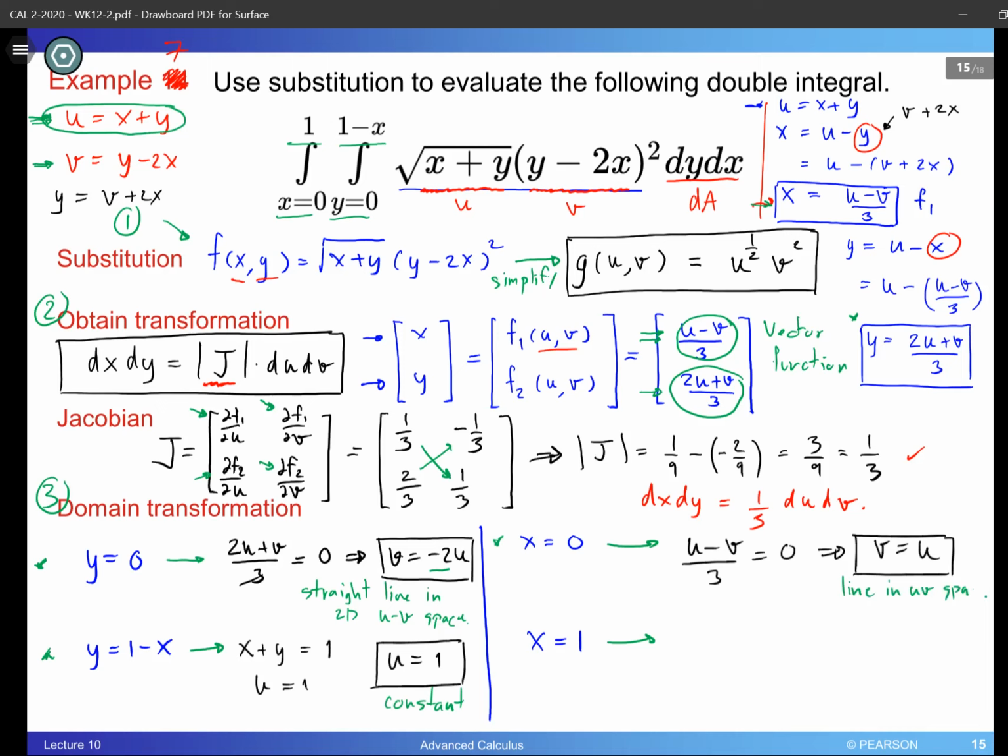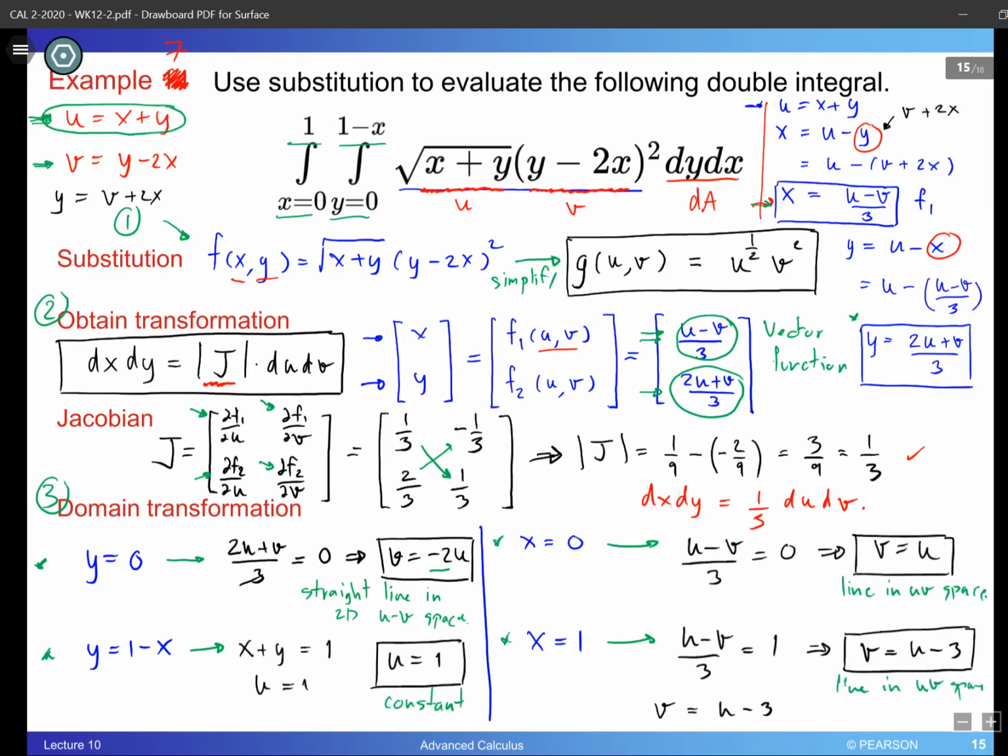Now, last one, x equal to 1. We have this x equal to u minus v over 3 again. So u minus v over 3 equal to 1. Alright, so moving things around, we have v equal to, okay, u minus 3. So let's put that right here. V equal to u minus 3. And once again, we have an equation between v and u. Once again, this is a line in UV space.